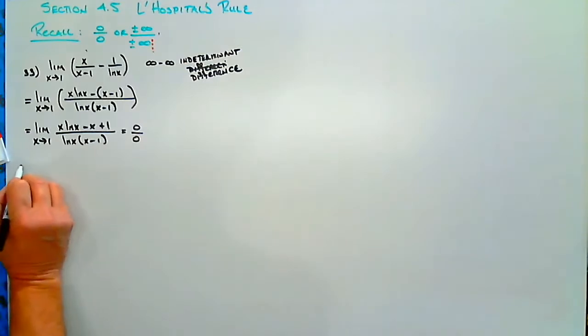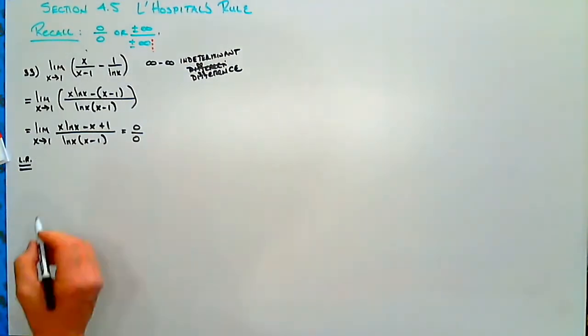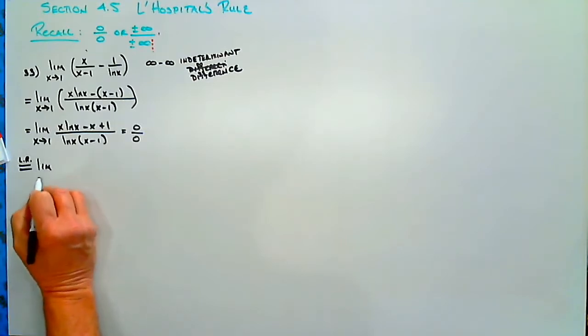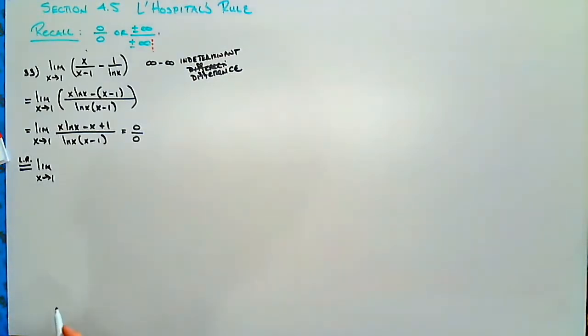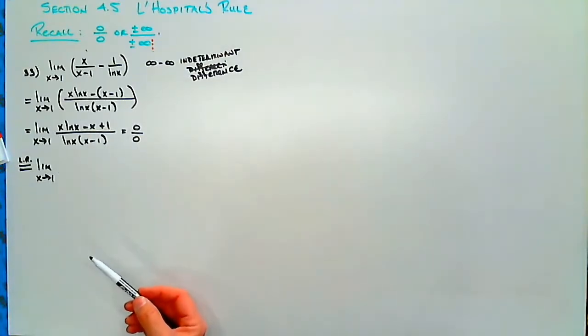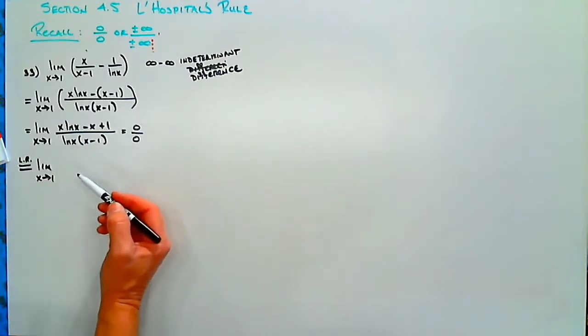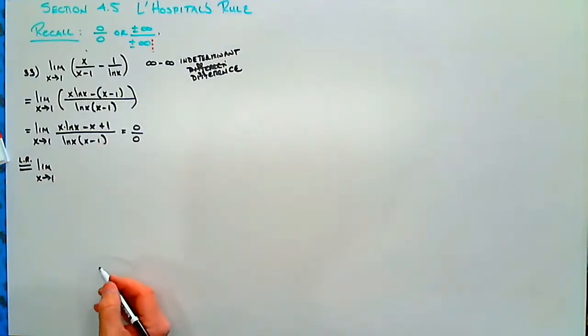So what do we do? We put our equal sign down. We let our teacher know that we're invoking L'Hopital's rule. We rewrite this as the limit as x approaches 1. Now, what does L'Hopital's rule say? L'Hopital's rule says you take the derivative of the numerator and the derivative of the denominator. So we're going to do that. Remember, don't do the quotient rule. This is going to be the product rule.